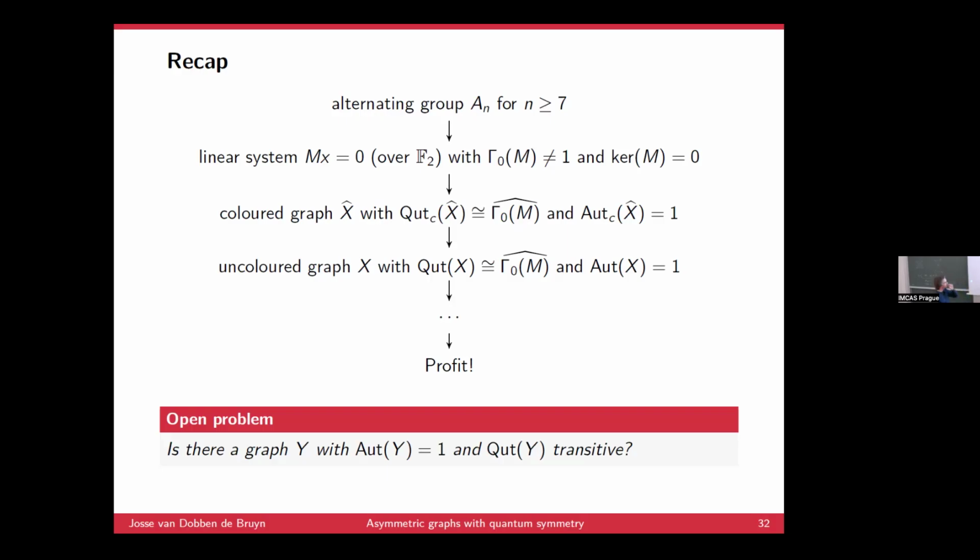So, yeah, our construction uses these color classes to force certain orbits. And even after decoloring, the orbits are still forced. So our construction is never going to be transitive, and we need a completely different idea. Somehow the hope of this question is that it will give us new insights into quantum automorphisms of graphs.